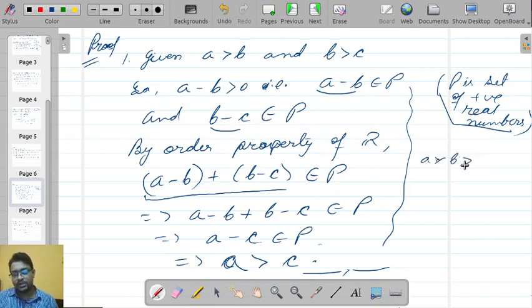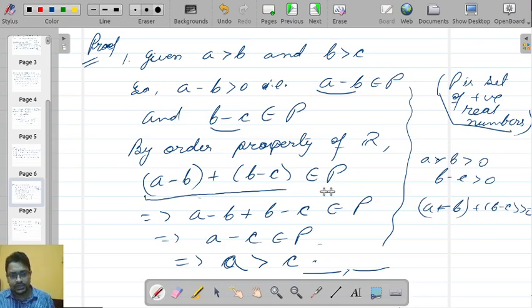A minus B is greater than 0, B minus C is greater than 0. Then by the order property, the sum of these two, A minus B plus B minus C, has to be greater than 0. This follows from the order property. This is exactly what we have written in a different way.